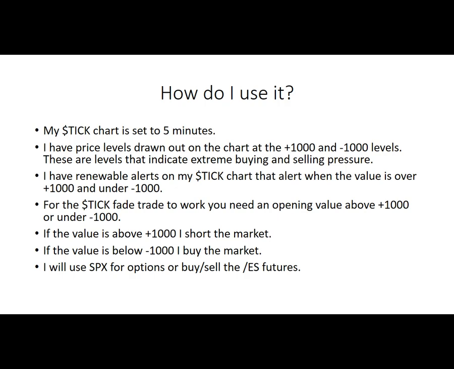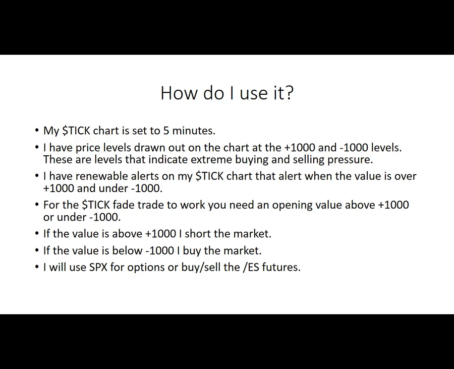Alright, how do I use it? Like I said, my tick chart is set to a 5-minute chart. I have price levels drawn out on it, as you'll see in some of the examples. The price levels are plus 1,000 and negative 1,000. These levels indicate extreme buying and selling pressure in the market. If you ever watch the tick chart throughout the day, and we see pretty big pullbacks or sell-offs, you will see that the selling or buying will be above 600 and up to and through 1,000, or below negative 600 and through negative 1,000.